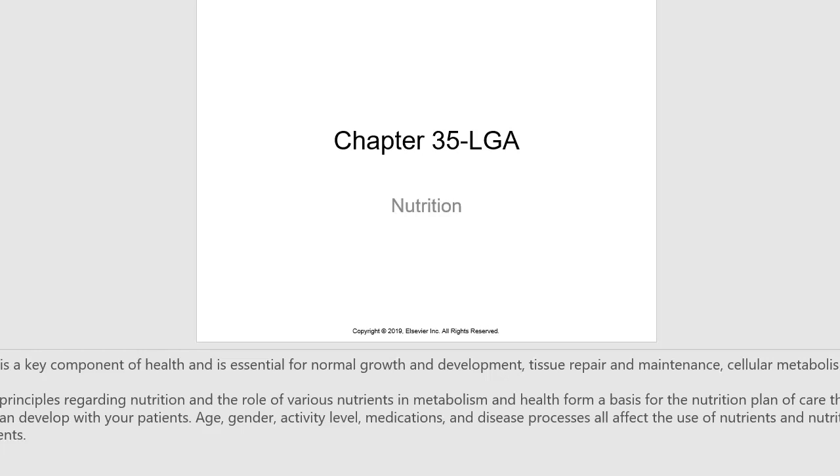It is essential for growth and development, tissue repair and maintenance, cellular metabolism, and organ function. Scientific principles regarding nutrition and the role of nutrients in metabolism and health form a basis for the nutrition plan of care that you and the dietitian develop with your patients. Age, gender, activity level, medications, and disease processes all affect the use of nutrition, nutrients, and nutritional requirements.